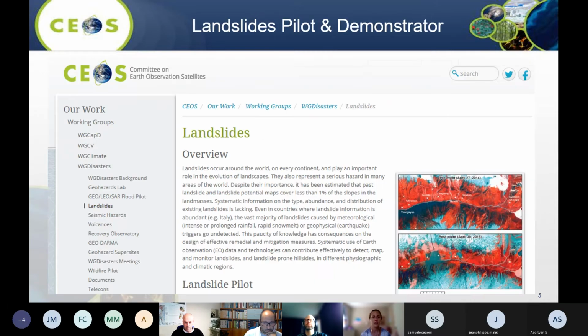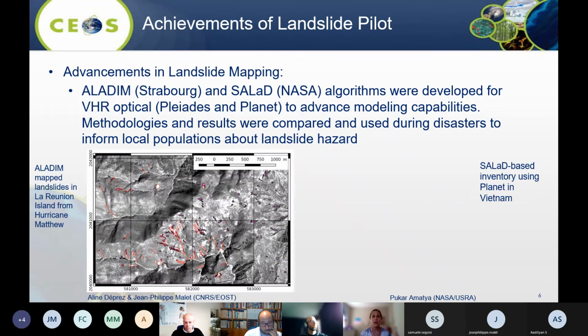There are a lot of different pilots or demonstrators. The pilots were this initial focus: a seismic pilot, a landslide pilot, a volcano pilot, and a flood pilot, but this has now morphed. We now have a wildfire pilot and some other activities, including the Recovery Observatory and geohazard supersites. I'm not going to go into all of those, but landslides are the one that's most relevant here. We've had about 3.5 years of a pilot.